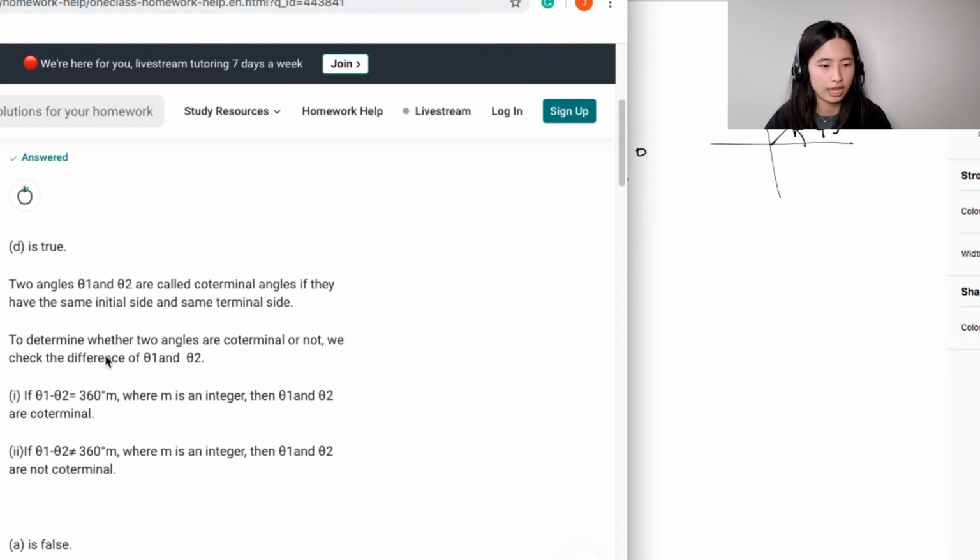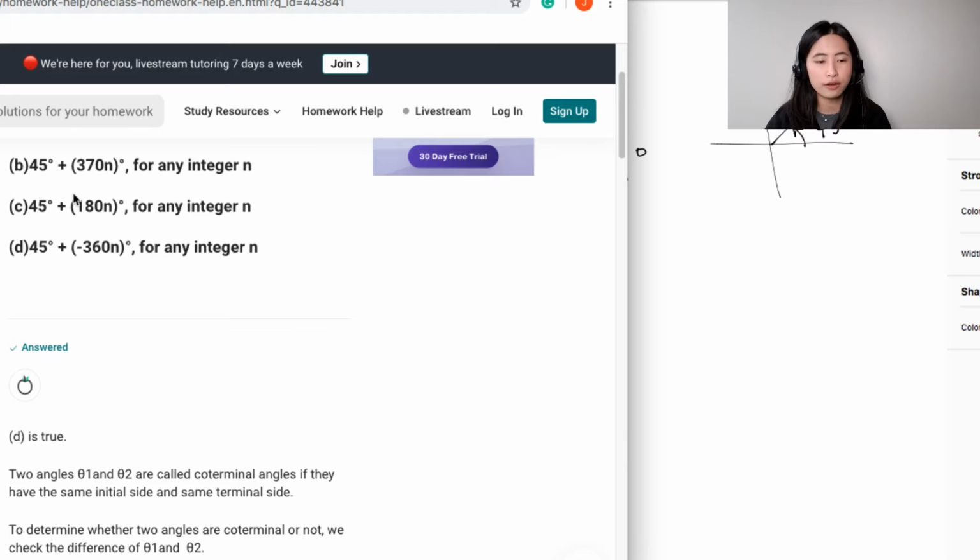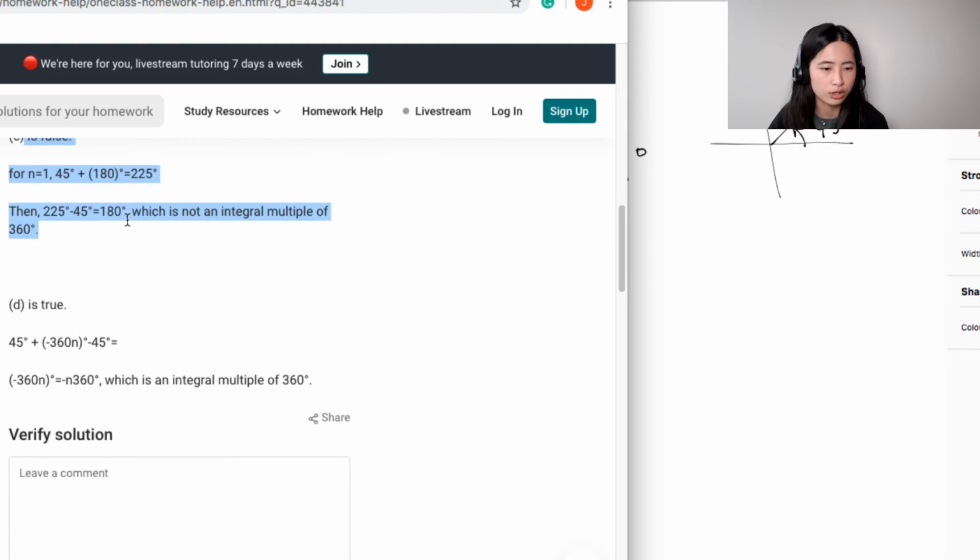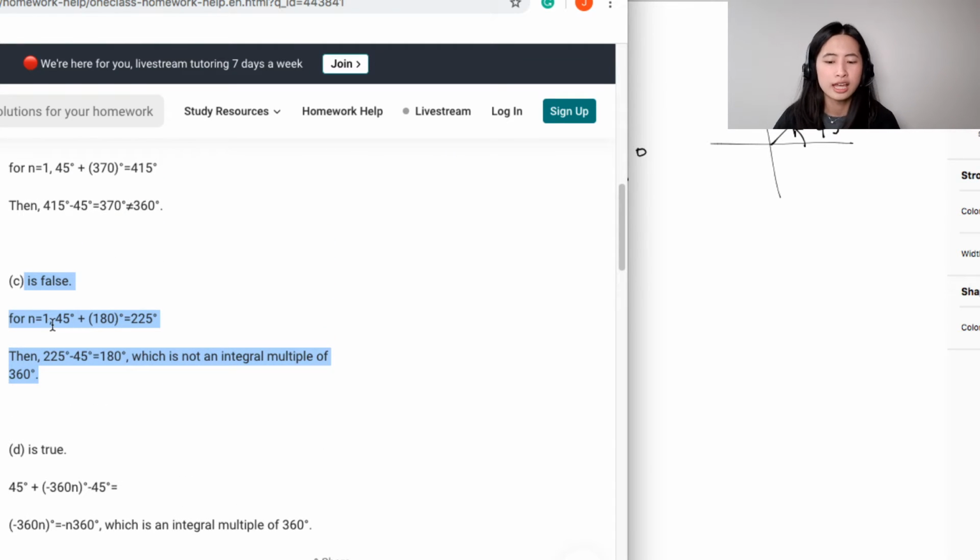For part C, they're saying 45 degrees plus 180n degrees for any integer n. I think they're using 1 again for n equal to 1. And let's keep it simple. You don't have to use n equal to 2 or 3 or 5, as long as you keep it as the lowest number possible. Just keep it simple, because all you want to do is identify whether your angle is going to be a multiple of 360. So if you have times 1, remember, it's 45 plus 180n, so 1 being n, you multiply that by 180, you get 225 degrees.